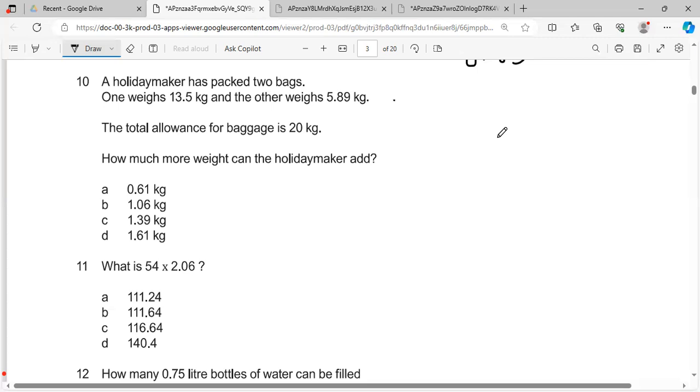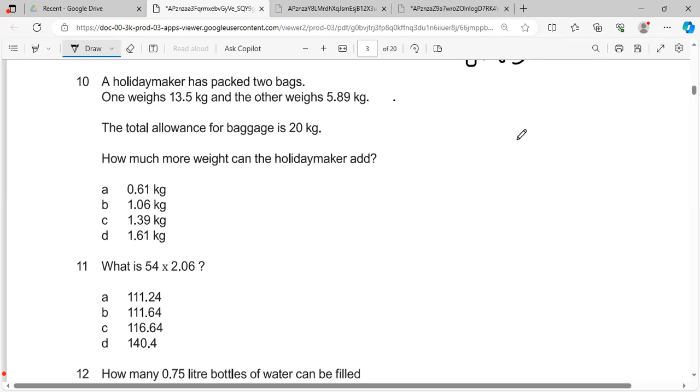Somebody who got D, could you explain how you got D? So, sir, I tried all of them, sir. So I added 1.61 to 5.89, and then I got 8.50, which is kind of close to 20.